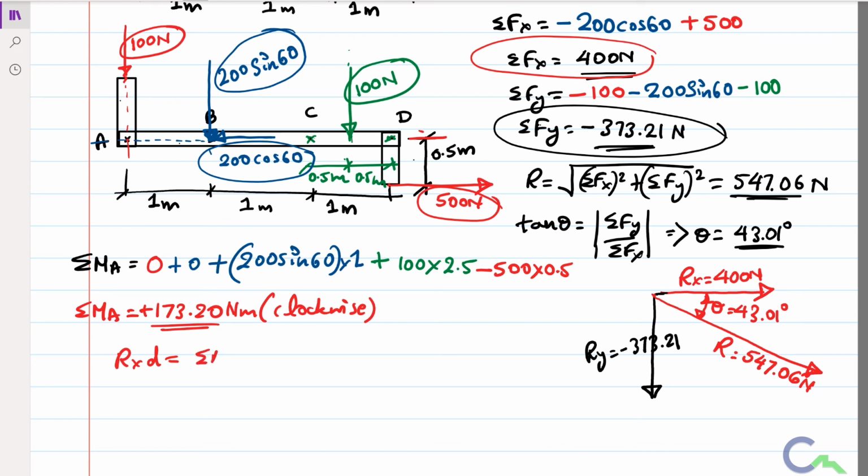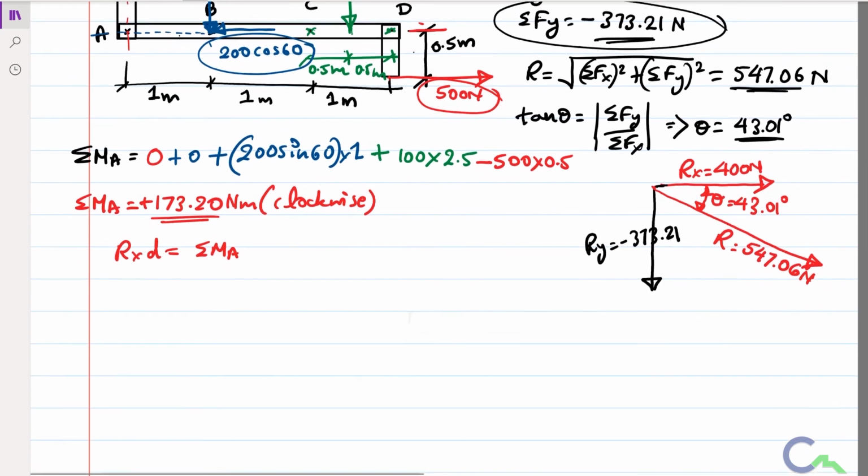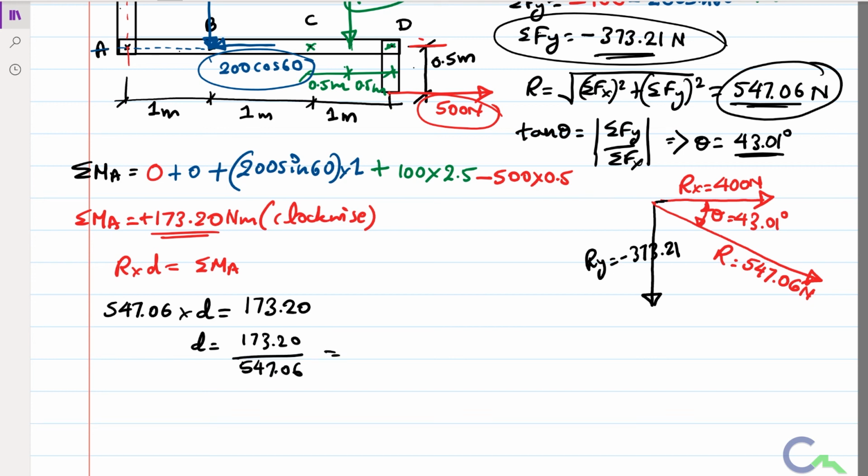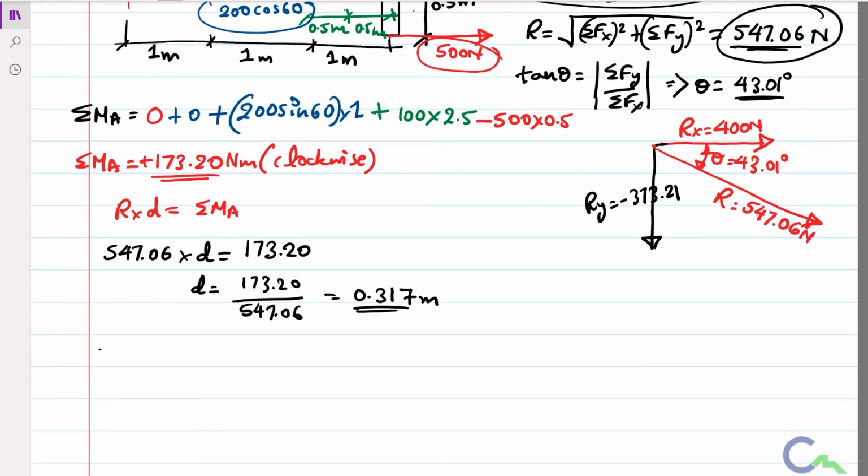After getting MA value, I am going to apply Varignon's theorem, that is R into D, moment of the resultant is equal to summation of moment of all the other forces. So we got R value, that is 547.06. D I will take as it is. Here moment value 173.20. Therefore D we will get 0.317 meter.